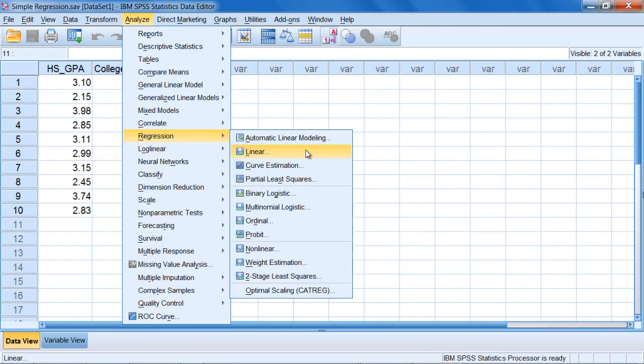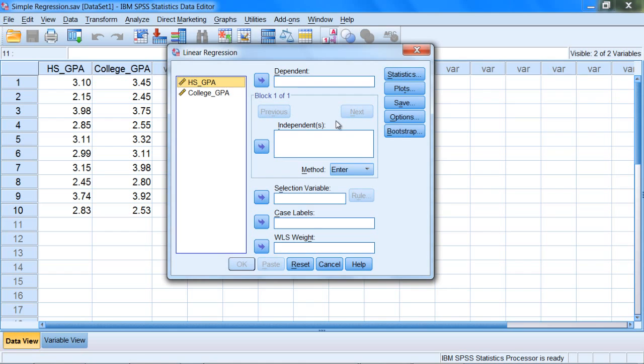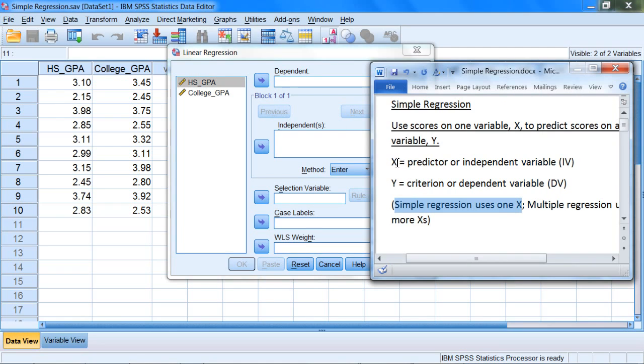Okay, so we'll go ahead and click Linear, and then here the Linear Regression dialog box opens. Now notice the way it's represented here. We have dependent and independent. And recall here that our x is our predictor or independent variable, y is the criterion or dependent. So this is y and this is x. Recall that our x was high school GPA, or our independent, and our dependent or y was college GPA. In other words, we're using high school GPA to predict college GPA.